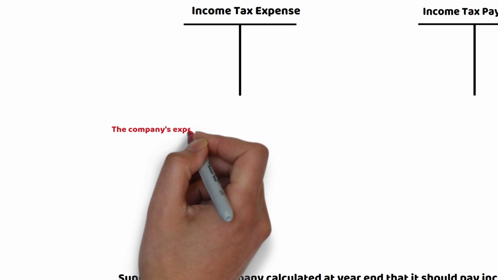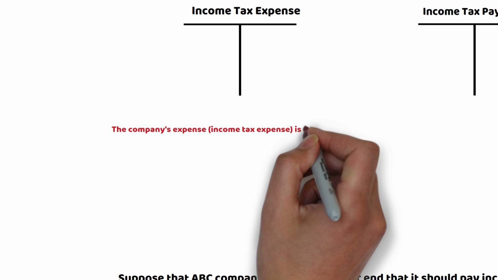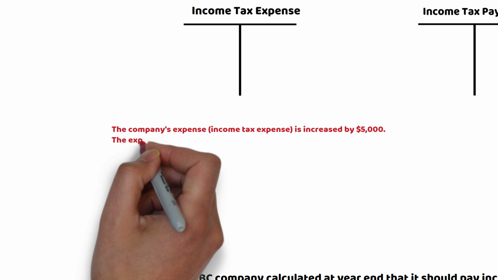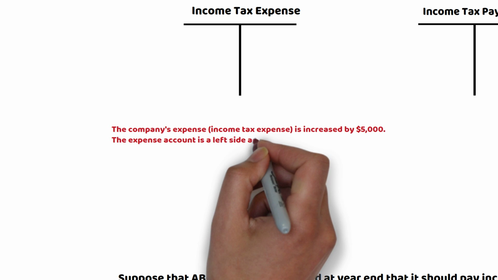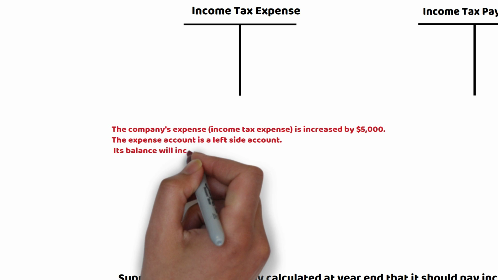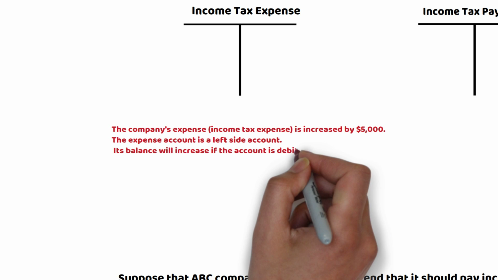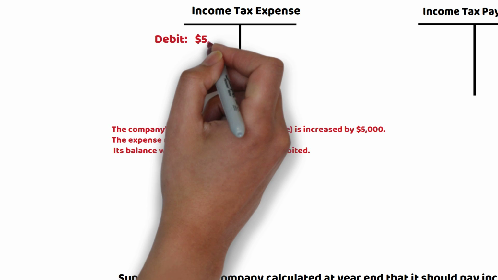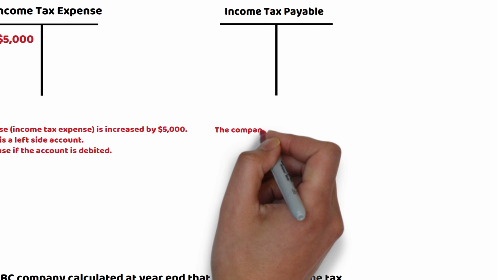Okay, so the company's income tax expense balance is increased by $5,000. And we know that the expense account is a left side account. It has a normal debit balance. So therefore, its balance will increase if this account is debited. Now we are increasing this account with a debit of $5,000 to the left side of the T account.